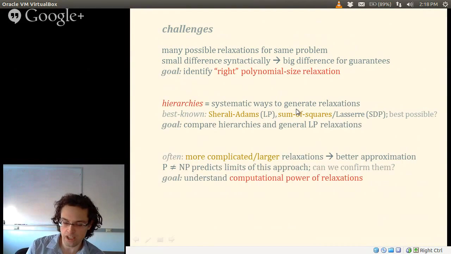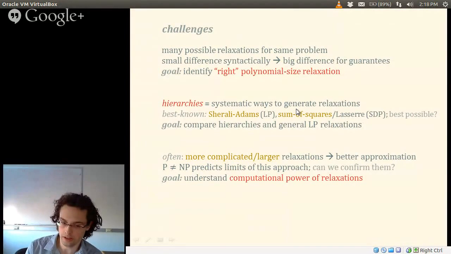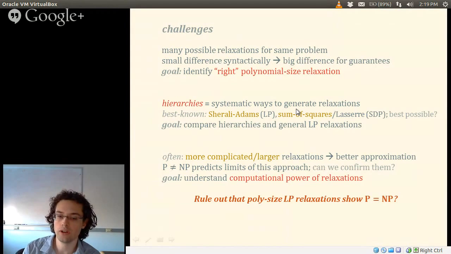Another challenge is that it's often the case that if you make the relaxations larger and more complicated, then you will get better approximations. But if P is different from NP, then it predicts that there are absolute limits to the kind of approximations that you can get. And so the question is, can we confirm these limits unconditionally, without assuming P not equal to NP? That no polynomial size relaxation can get a certain approximation. Here we can think of these relaxations as computational models or classes of algorithms. Another way of phrasing this is that we'd like to rule out that you could prove that P is equal to NP based on polynomial size LP relaxations, for example.